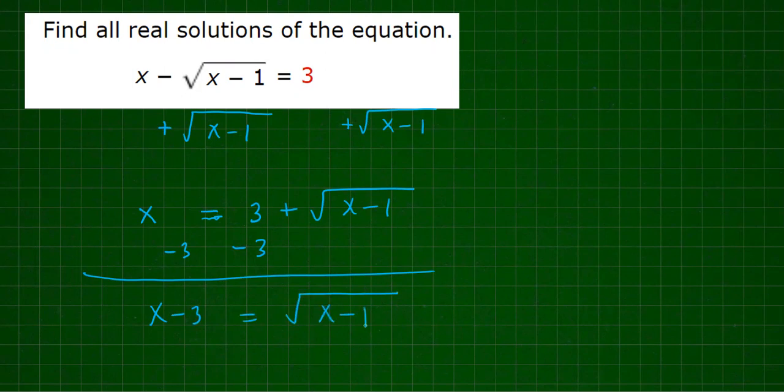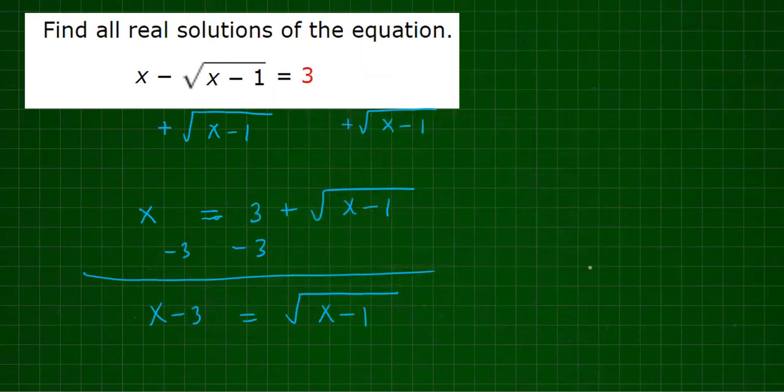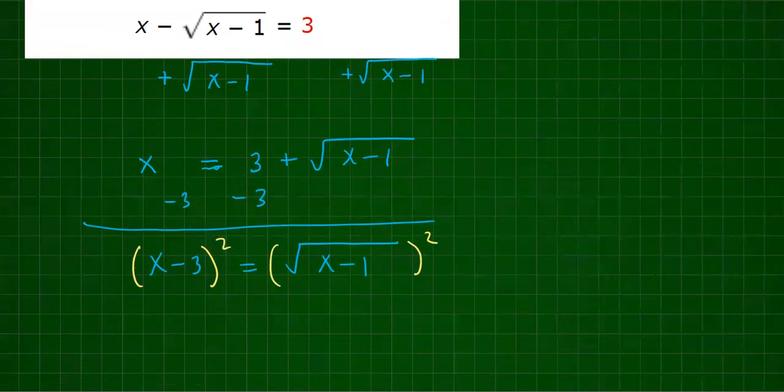Now we can go ahead and square both sides. So I'm going to go ahead and square both sides. So we square the left side and we square the right-hand side. So that got rid of the radical.